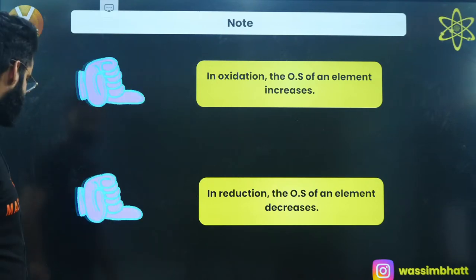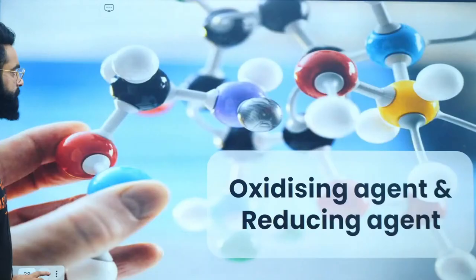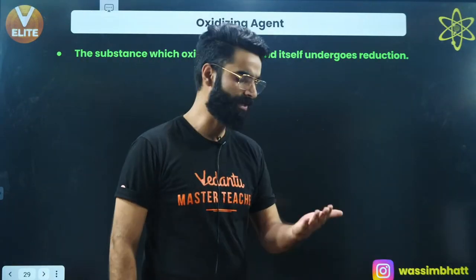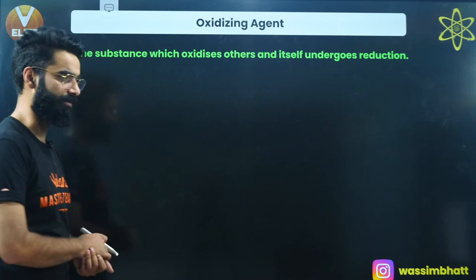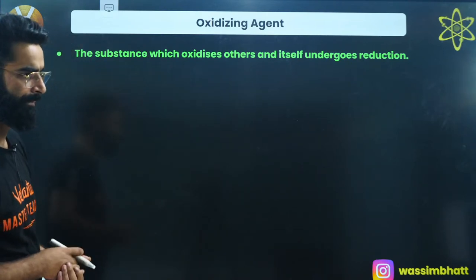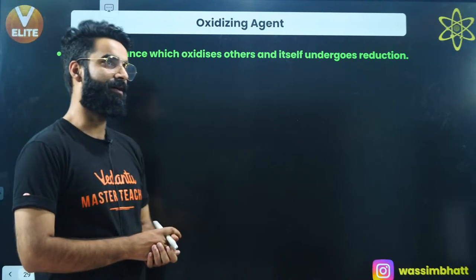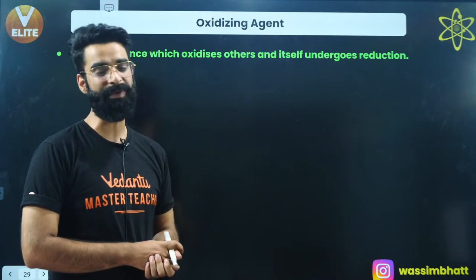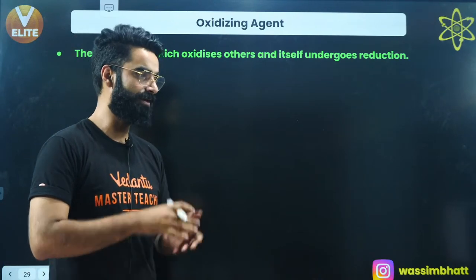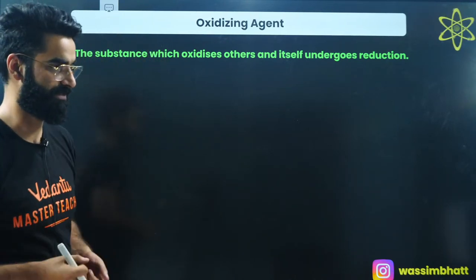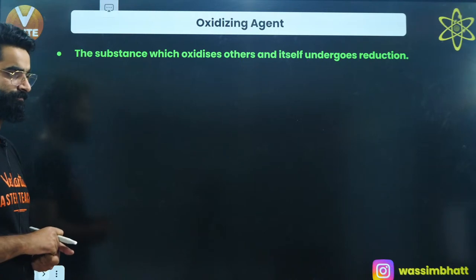Okay, perfect. So people, let's move on then. Let's talk about oxidizing agents and reducing agents. What are oxidizing and reducing agents all about? This is again one important thing. Which batch am I taking? I'm taking the Drishti B batch, my long-term batch, which I'm taking on the actual Vedantu platform, for class 11 students.